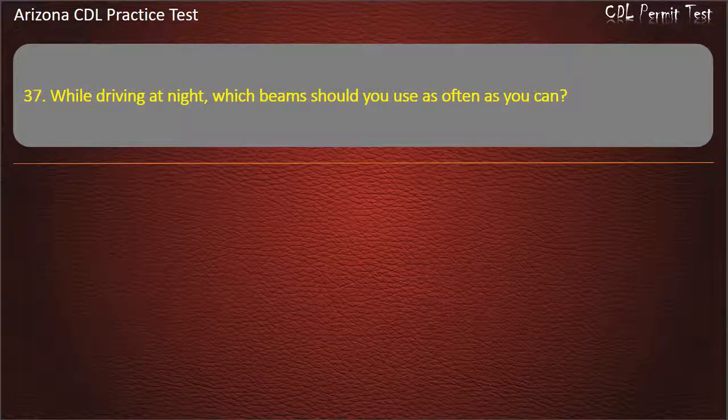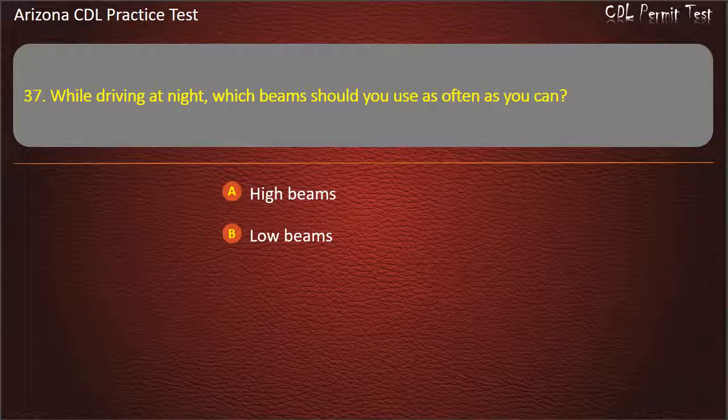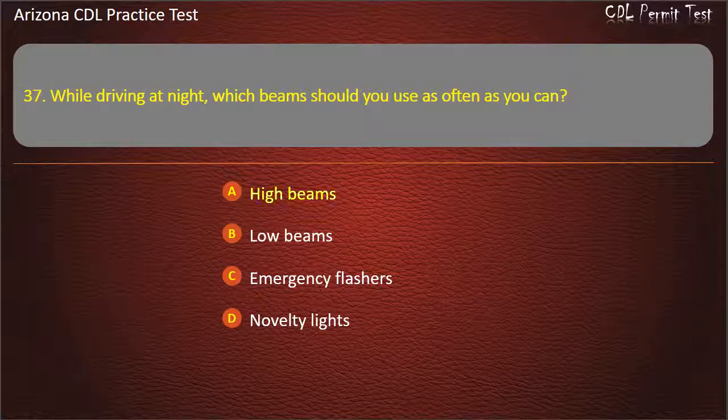Question 37. While driving at night, which beams should you use as often as you can? High beams. Low beams. Emergency flashers. Novelty lights. Answer. High beams.